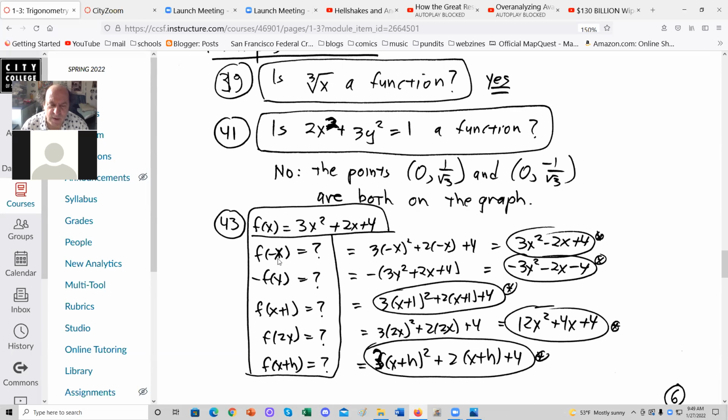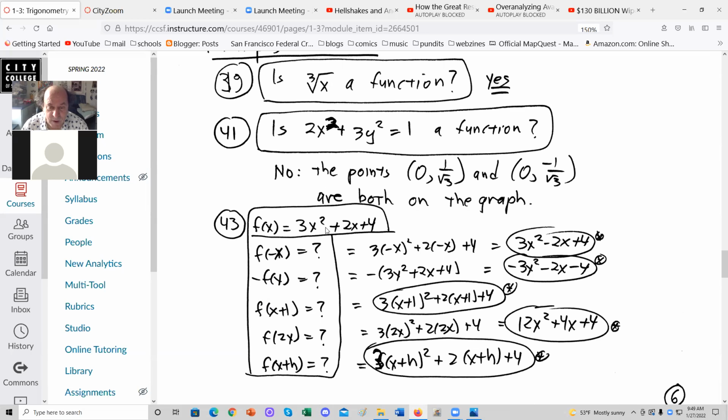And let's ask what's f of negative x, what's negative f of x, what's f of x plus 1, what's f of 2x, what's f of x plus h. Notice here, we're taking negative and then f, here we're taking f and then negative. So we're asking whether the order of operations matters, and it turns out that it does.